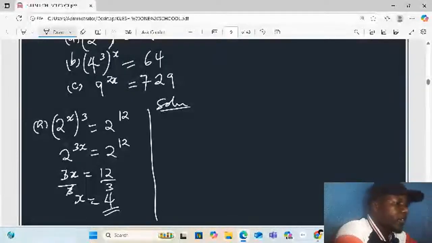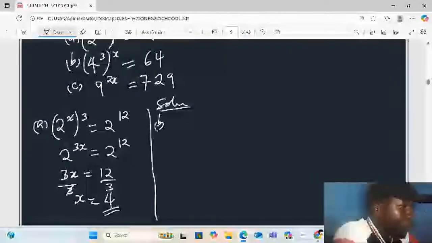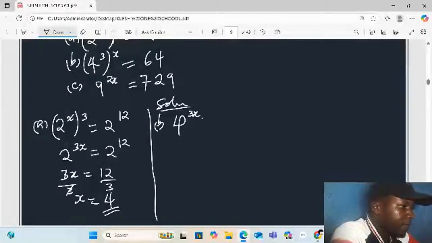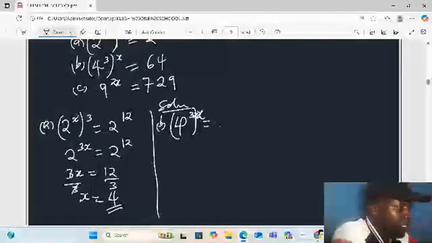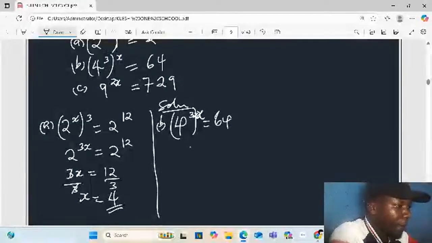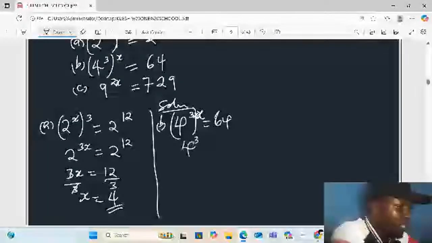Then for this other one, b, we have 4 raised to 3, into x, is equal to 64. So you multiply the powers, so we shall have 4 power 3x is equal to 64.